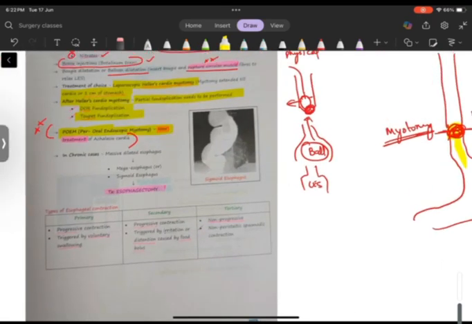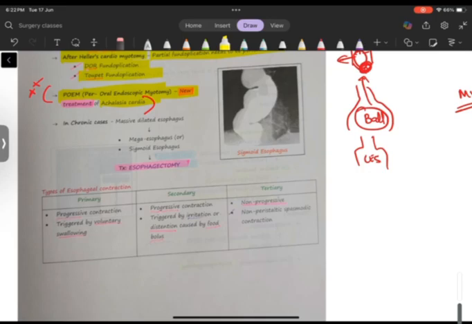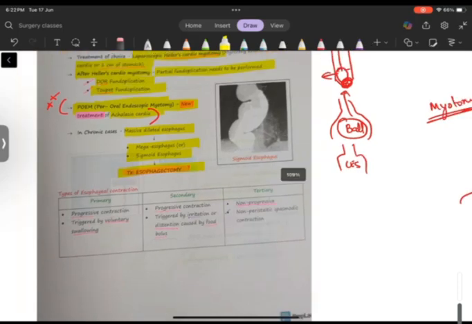So per oral endoscopic myotomy is a new treatment for achalasia cardia. In chronic cases, there will be a massively dilated esophagus, which is called mega esophagus or sigmoid esophagus. In that case, we will have to remove the esophagus. That is called esophagectomy.